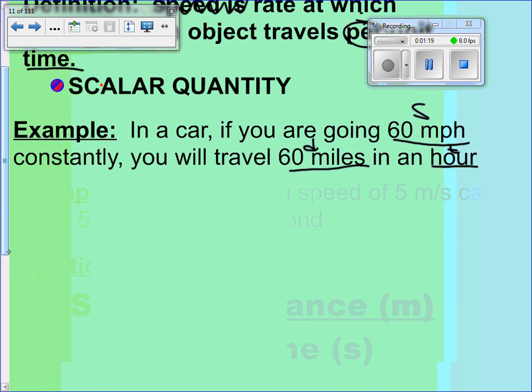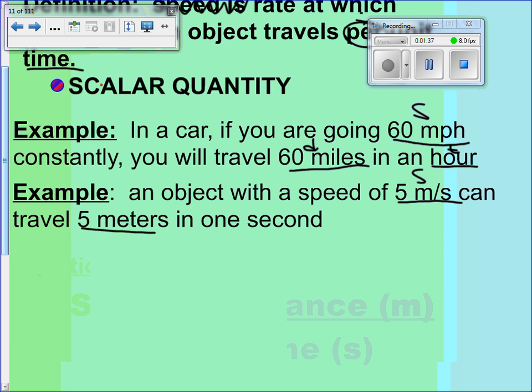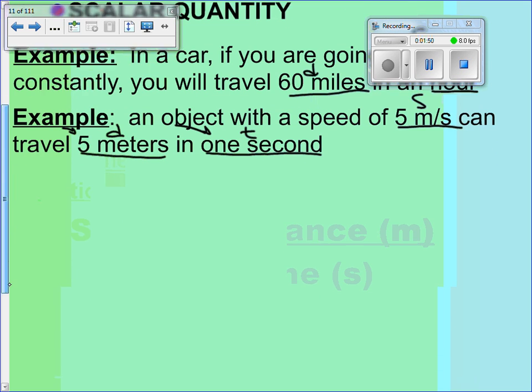If we go down here, here's another example using the metric system, because we don't use miles. Remember, that's customary. We use metric. So an object with a speed of 5 meters per second can travel 5 meters in 1 second. So 5 meters per second is our speed. 5 meters is our distance, and 1 second is our time. So if we look at 5 meters over a unit of time, that gives us a speed of 5 meters per second.